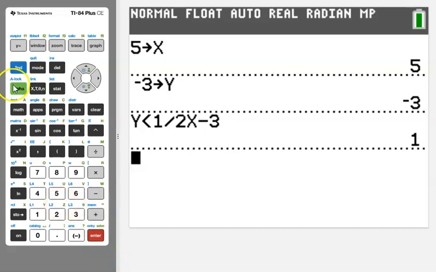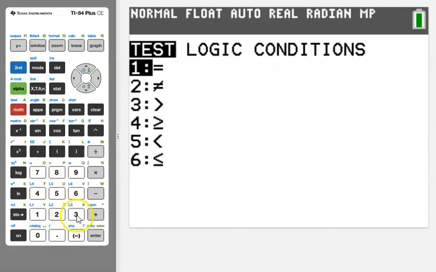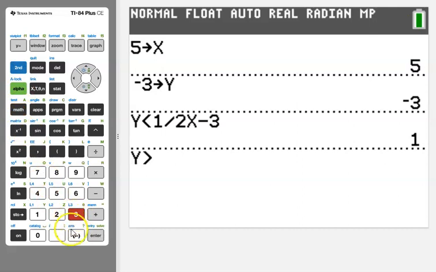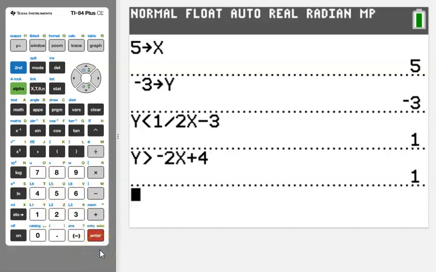The next one is y, alpha 1 greater than second math 3. Negative 2x plus 4, enter. And as you can see, the more you type this, the faster you get. So some of you probably went faster than me. But there you have all true statements. So that's telling you that all 3 ordered pairs are solutions to the system because they made both inequalities true.